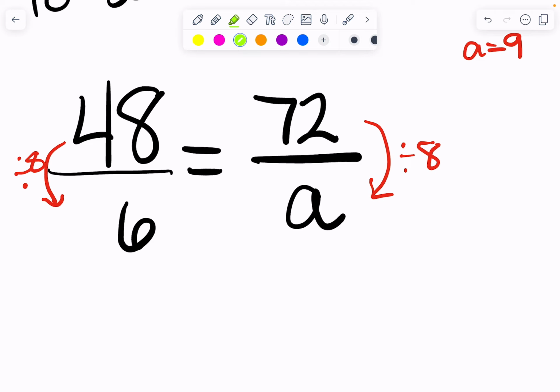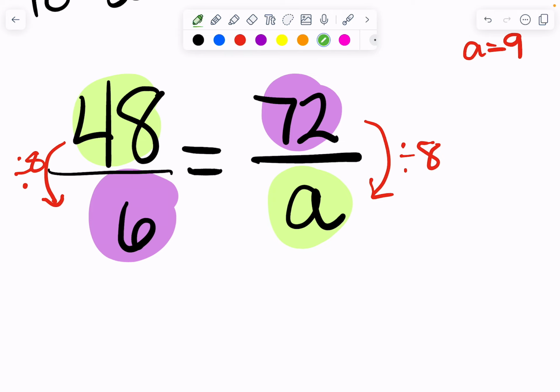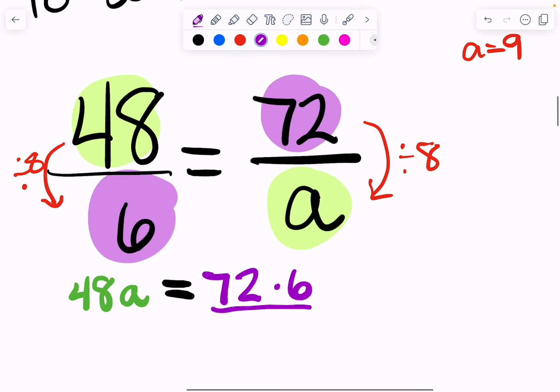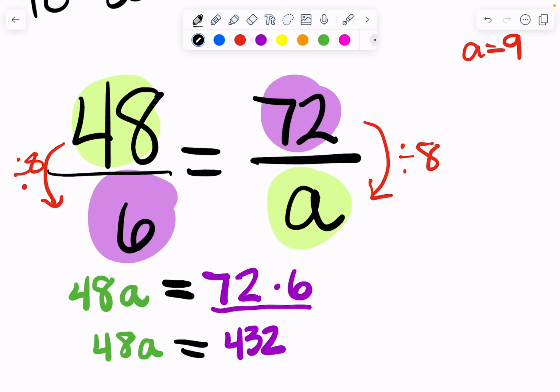But just to practice with our cross products, let's pretend that we didn't see that method or that connection. So when I look at my cross products, I see 48 and A and 72 and 6. If I multiply 48 times something, remember I don't know what A is, that has to equal the same thing as 72 times 6. Well, I have enough information to multiply 72 times 6, and I get 432. So now I know that 48 times A has to have the same value as 432.